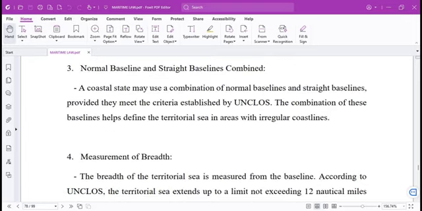The normal baseline and the straight baselines combined. The coastal state may use a combination of normal baseline and straight baseline, provided they meet the criteria fixed by UNCLOS. The combination of these baselines helps define the territorial sea in areas with irregular coastline.